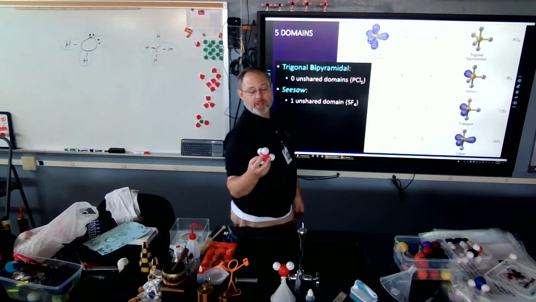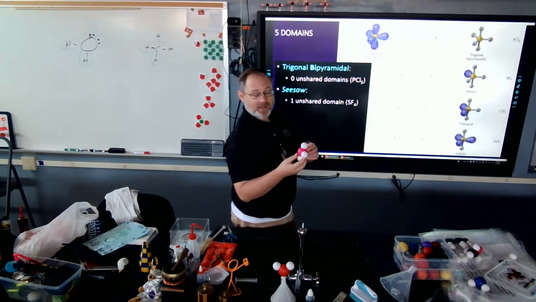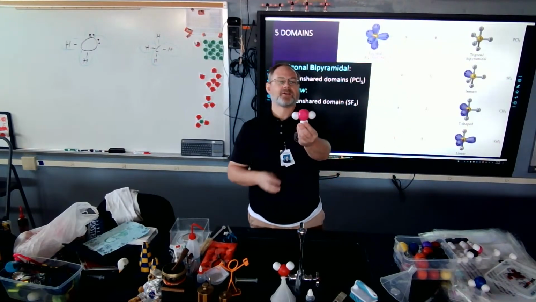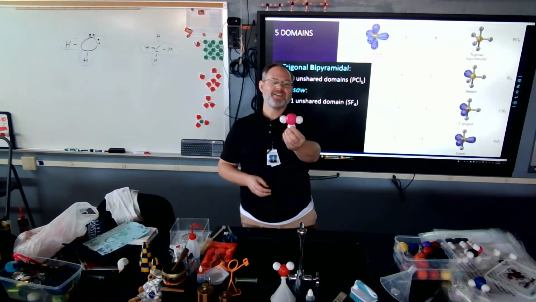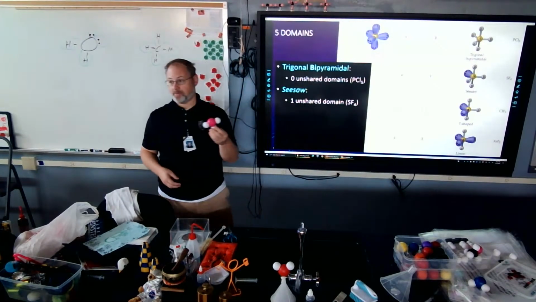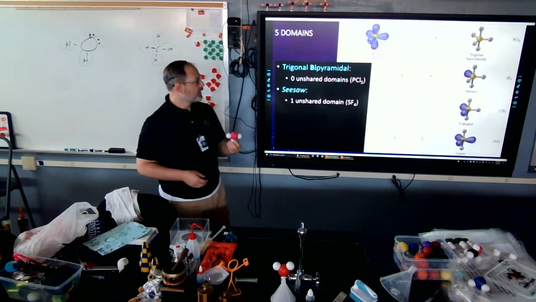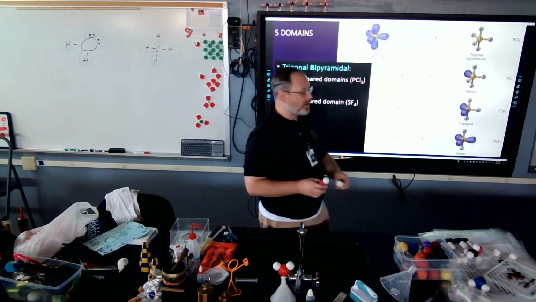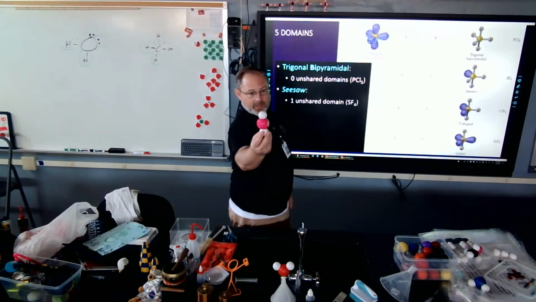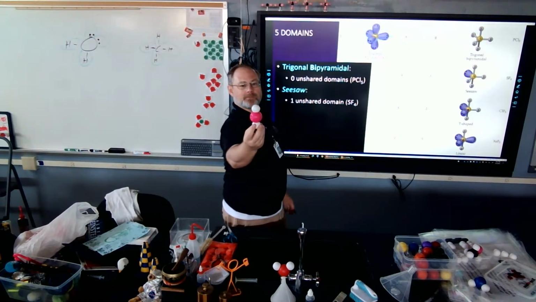The next domain you lose is also equatorial, and then you get this shape. What does that look like? A T. So if 3 of 5 are bonding, you get T shape. And then if you lose all of your equatorial domains, linear. 180 degrees, linear.